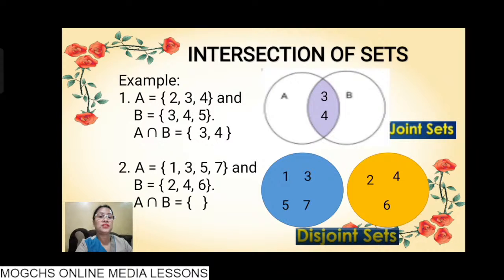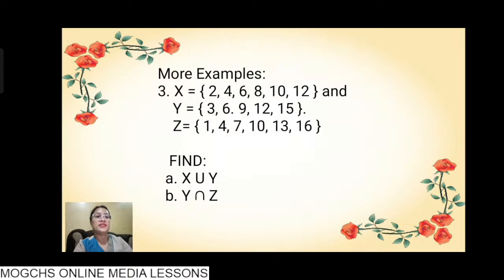Let us show it using a Venn diagram. Do you notice that the circles did not meet because it is a null set? Let us have more examples. Let us have number 3.